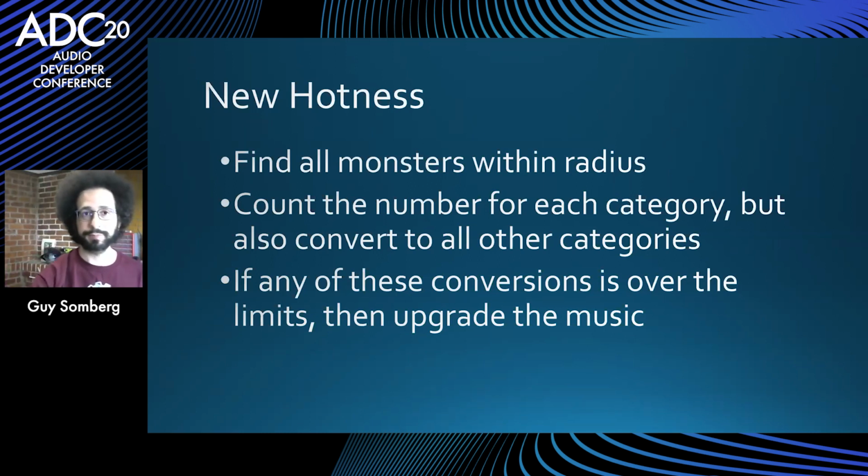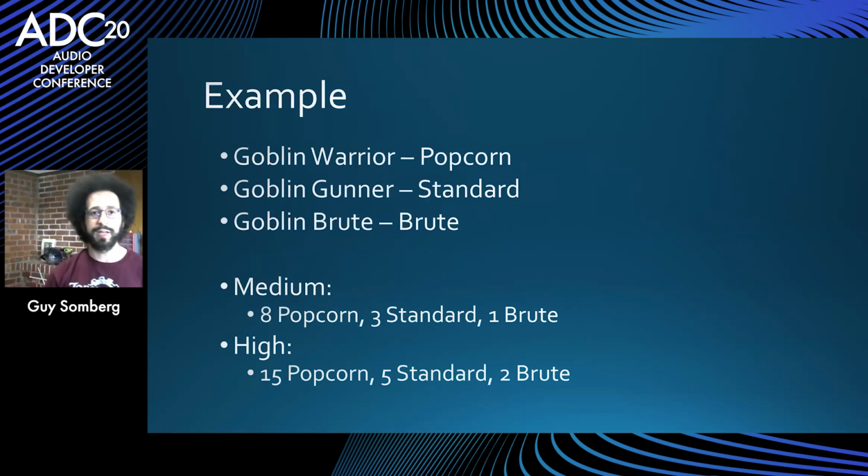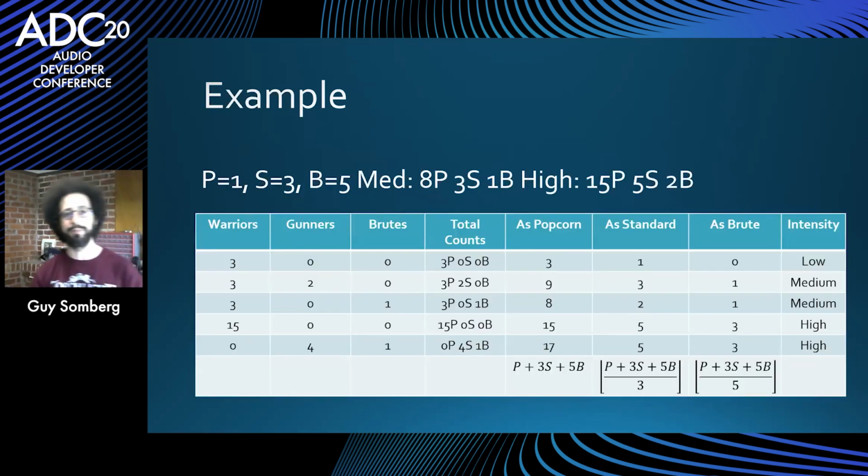Let's go over an example here. Let's say we've got a goblin warrior, which is popcorn, a goblin gunner, it's standard, and a goblin brute, which is a brute. And these are our values. To upgrade to medium, you need 8 popcorns, 3 standards, or 1 brute. To upgrade to high, you need 15 popcorns, 5 standards, or 2 brutes. But we do the conversion. So here's a set of examples. You can see that we take the warriors, the popcorns, add them up, take the gunners, multiply by 3, add that to the warriors, take the brutes, multiply by 5, and add that to the total. And now we have a value that we can do the other conversions with.